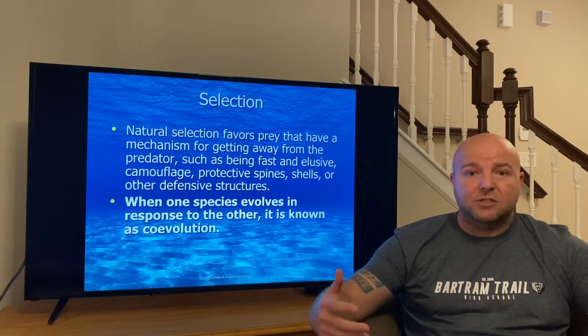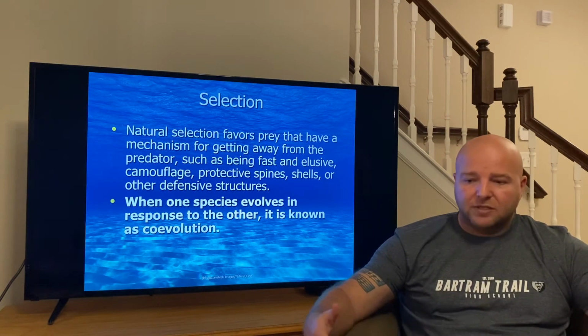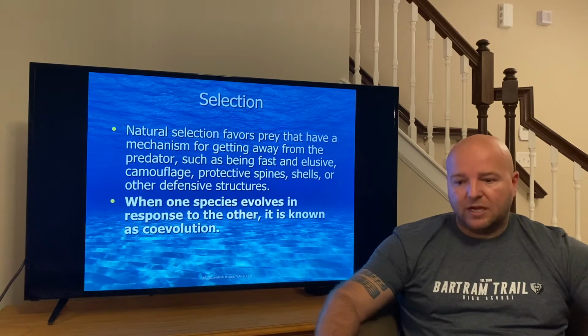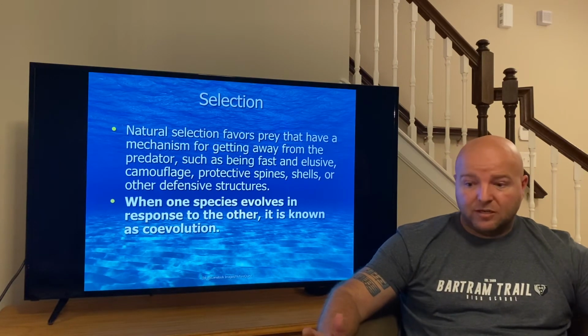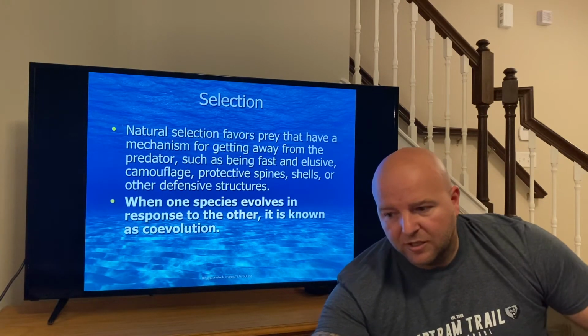So the fastest ones survive and they reproduce, and now their offspring are fast too. And so the species evolves and adapts over time, and it's done so in response to the fact that its prey adapted. This is coevolution, two species adapting together.